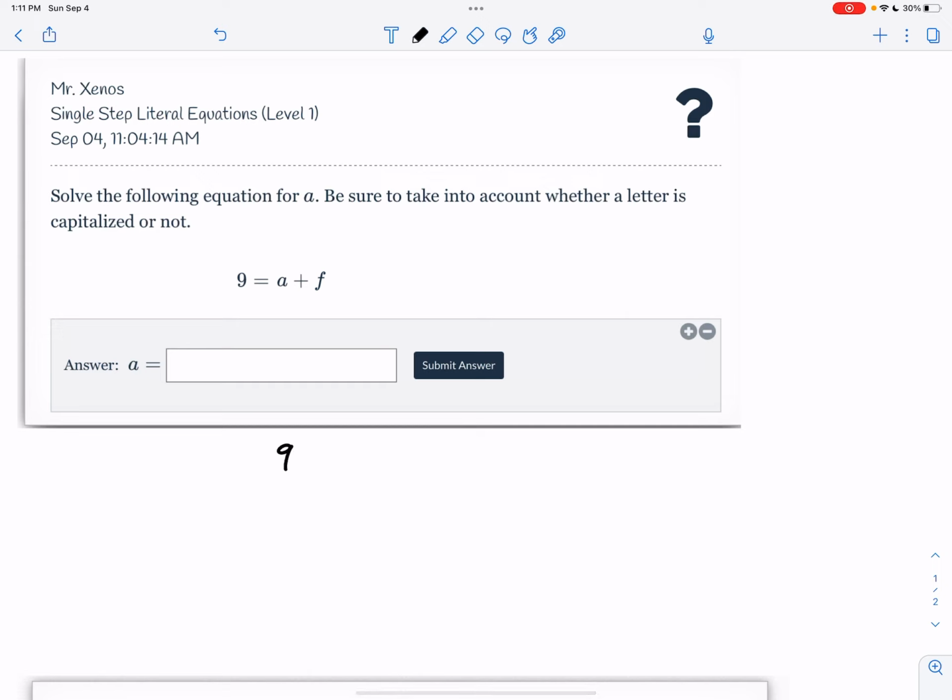So I have 9 equals a plus f. I look at the side with a, and I say, all right, well, what's in the way? An f is in the way. What's it doing to my a? It's adding. What's the opposite of addition? Subtraction. Notice I have not changed anything. Everything's still the same. On the left side I have 9, that doesn't combine with anything, minus f, that doesn't combine with anything. And on the right I have a plus f minus f is a plus 0, and I'm done.